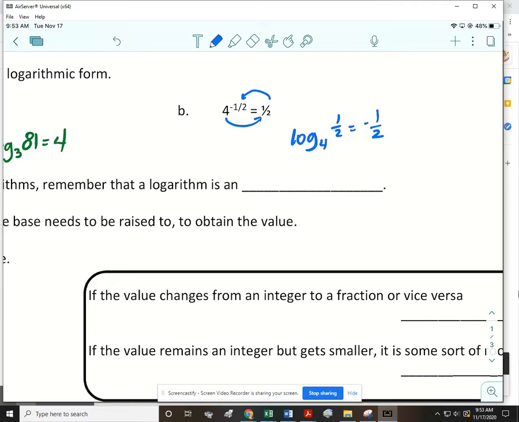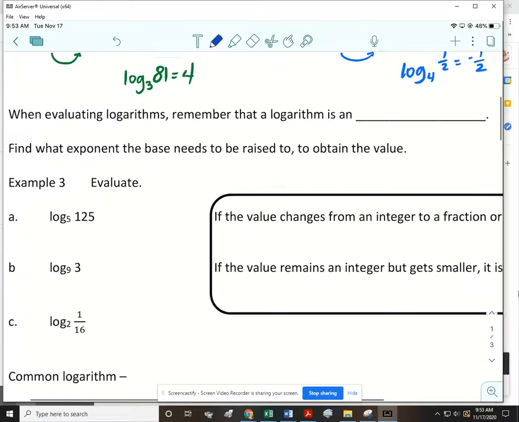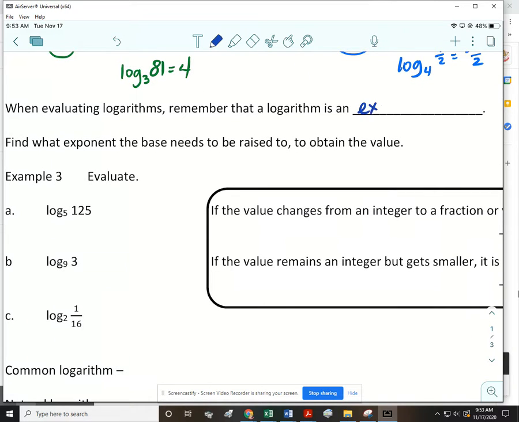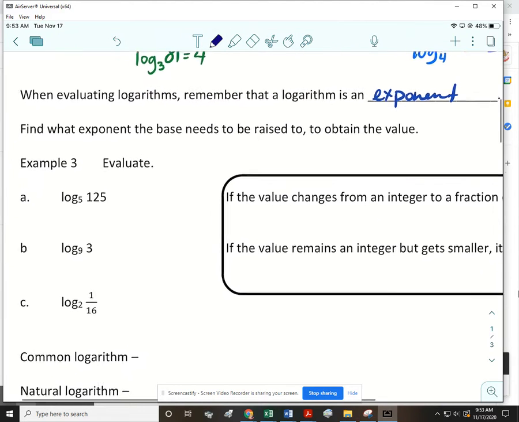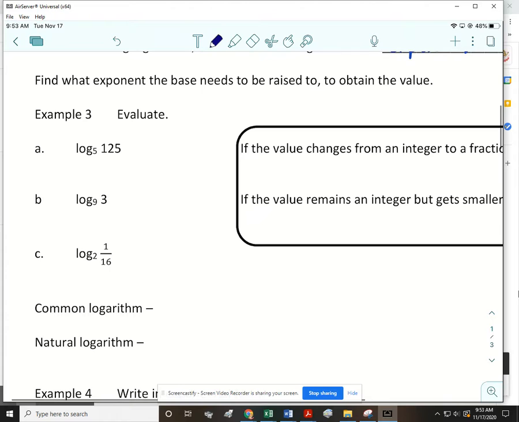All right, now remember, whenever you're evaluating logarithms, which is what we're about to do, that a logarithm is an exponent. The answer to a logarithm is an exponent. Okay, so we find what exponent the base needs to be raised to obtain the value. So when we get down to example 3, log base 5 of 125, you have to ask yourself, 5 raised to what power gives you 125? And that power is 3. So 3 is the answer to the logarithm.